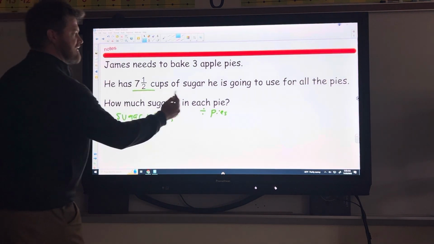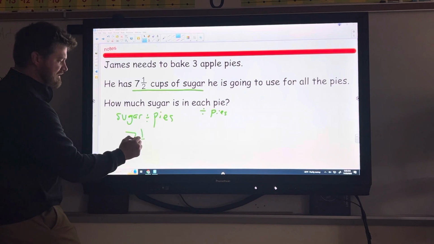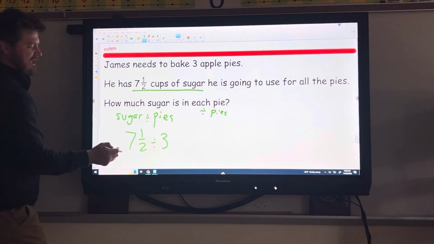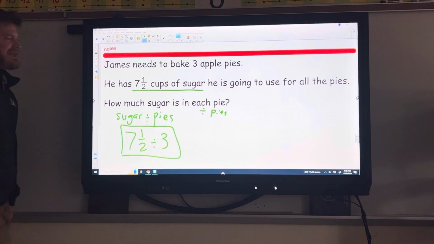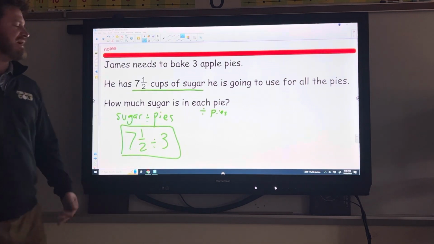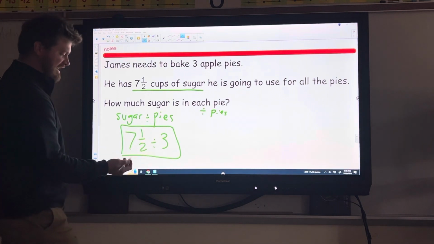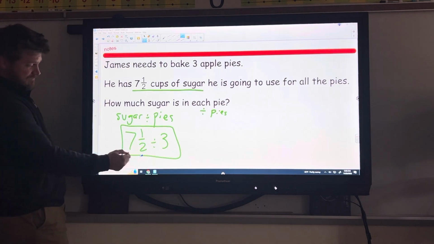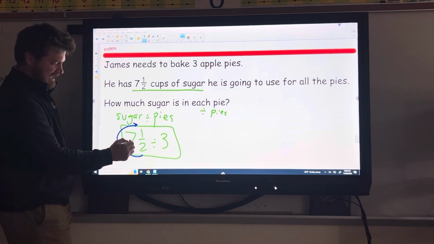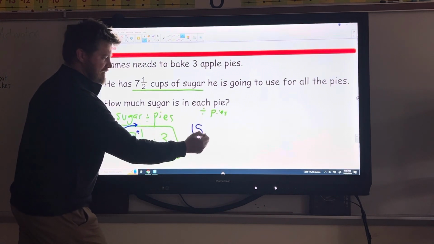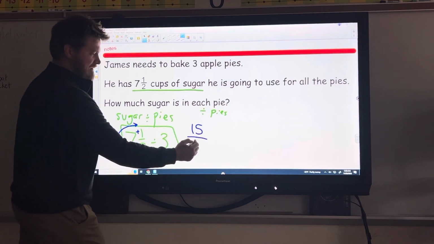How much sugar does he have? 7.5 cups. How many pies is he making? 3. Okay? Here is our math problem. That is not ready to be worked with until we make them both fractions so we can keep, change, flip. So 7.5. We did this last week. Working clockwise, 2 times 7 is 14 plus 1 is 15. And remember, the denominator stays the same.